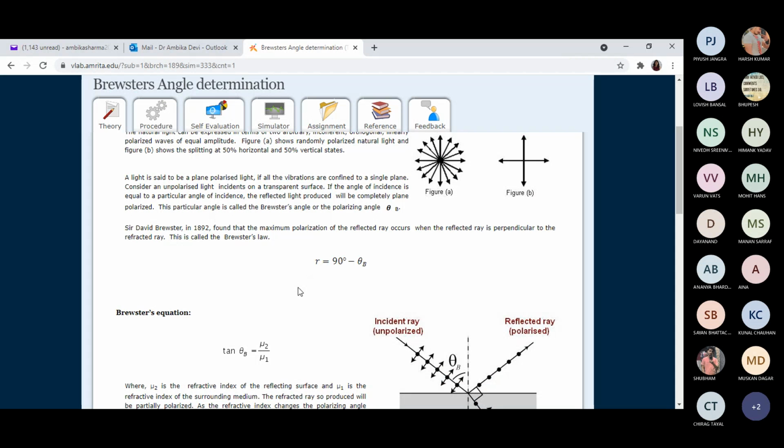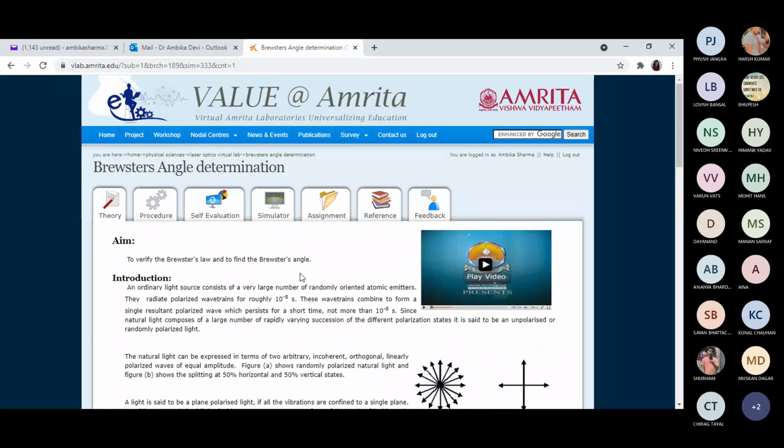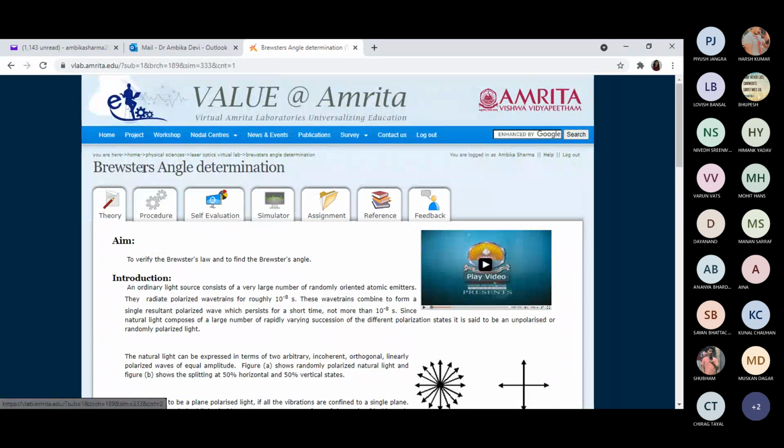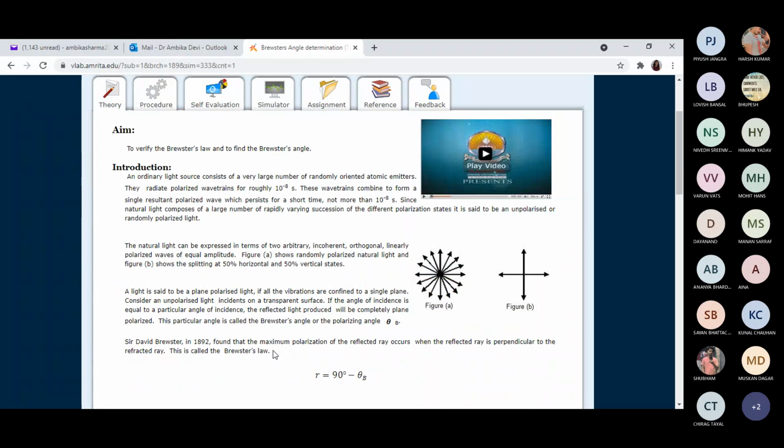Okay, so Brewster's law, Brewster's angle. This is the angle at which unpolarized light gets polarized, right? You can see this is the representation of the unpolarized light. It has vibrations in all possible directions perpendicular to the direction of propagation. Okay, so this is the unpolarized light.